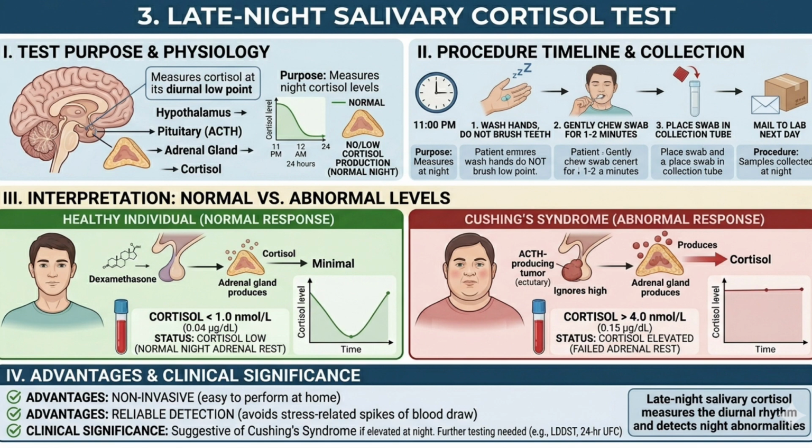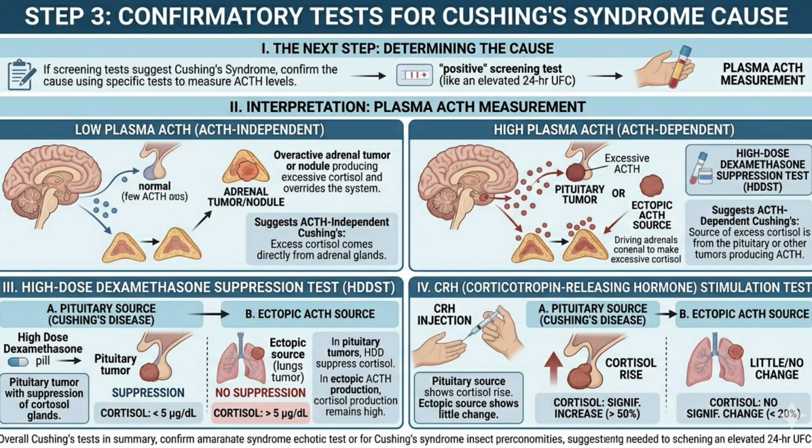Third test is the late-night salivary cortisol test. Purpose: measures cortisol levels at night when they are normally low. Procedure: saliva samples are collected late at night, usually between 11 p.m. and midnight. Elevated cortisol levels at night are abnormal and indicate possible Cushing syndrome. Advantage: it is non-invasive, easy to perform at home, and can be more reliable for detecting cortisol abnormalities compared to blood tests. After confirming excess cortisol, we measure ACTH to classify the cause.